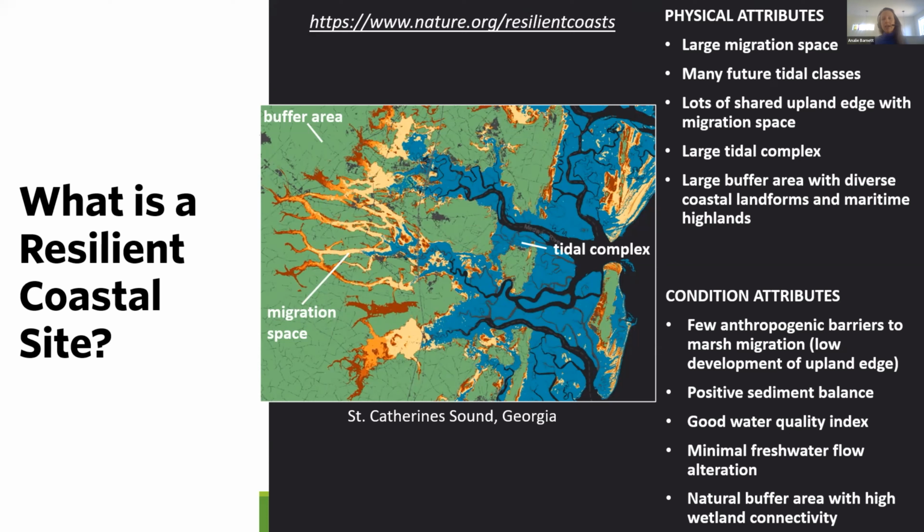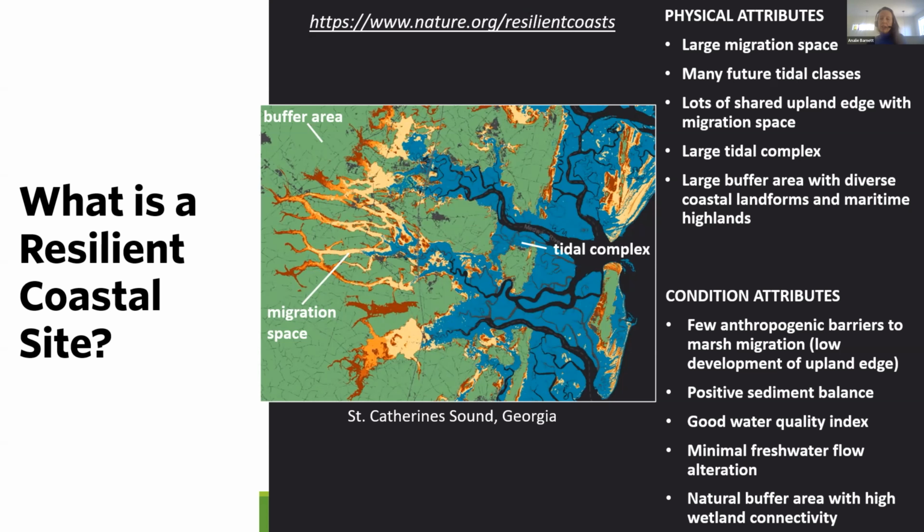In our model, a tidal marsh that has access to a large migration space that is predicted to have a range of future tidal classes offers more possibilities for sustaining diversity than a tidal complex with a small migration space. And this particular site has a large marsh, it has a large migration space. It also has an extensive buffer area, which is shown in green and refers to the adjacent natural and agricultural land that surrounds both the marsh and its migration space.